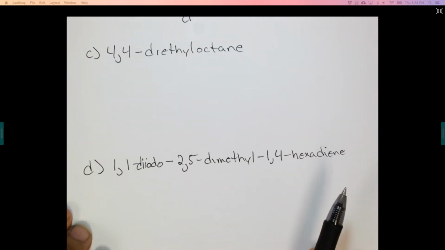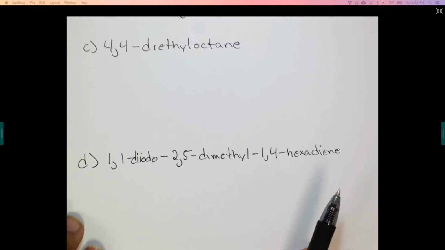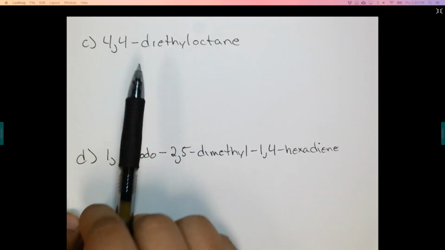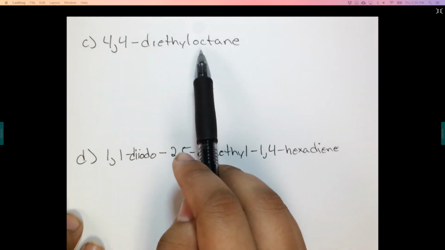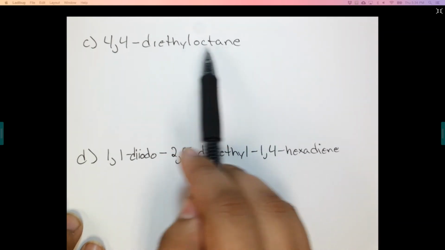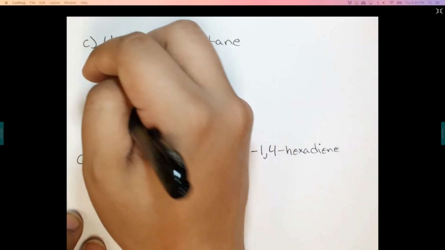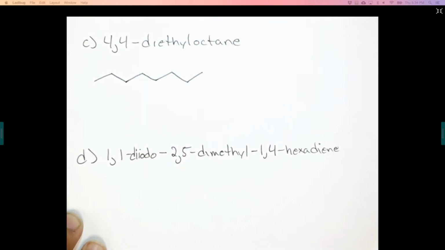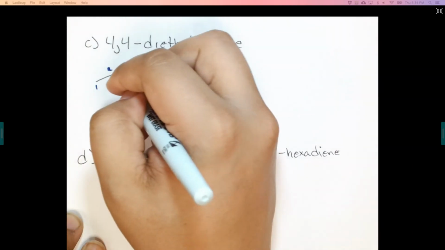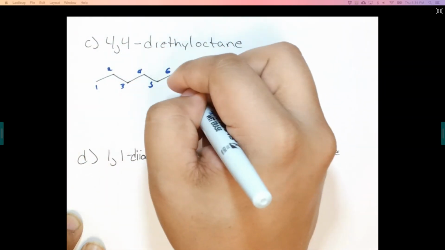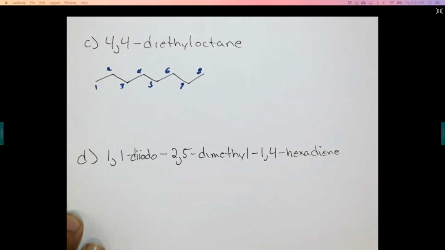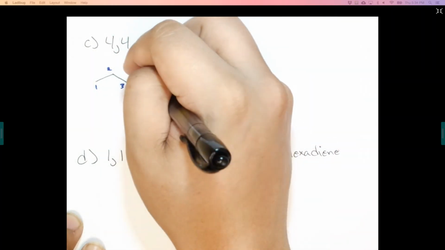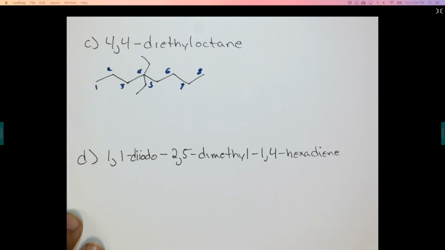Now, don't get so caught up in some of the more difficult examples that you can't do a simple example. This looks like a pretty straightforward example. We're dealing with octane. We do not have any double bonds, so we're dealing with 8 carbons. 1, 2, 3, 4, 5, 6, 7, 8. We can number them. And it says 4,4-diethyl. Done.